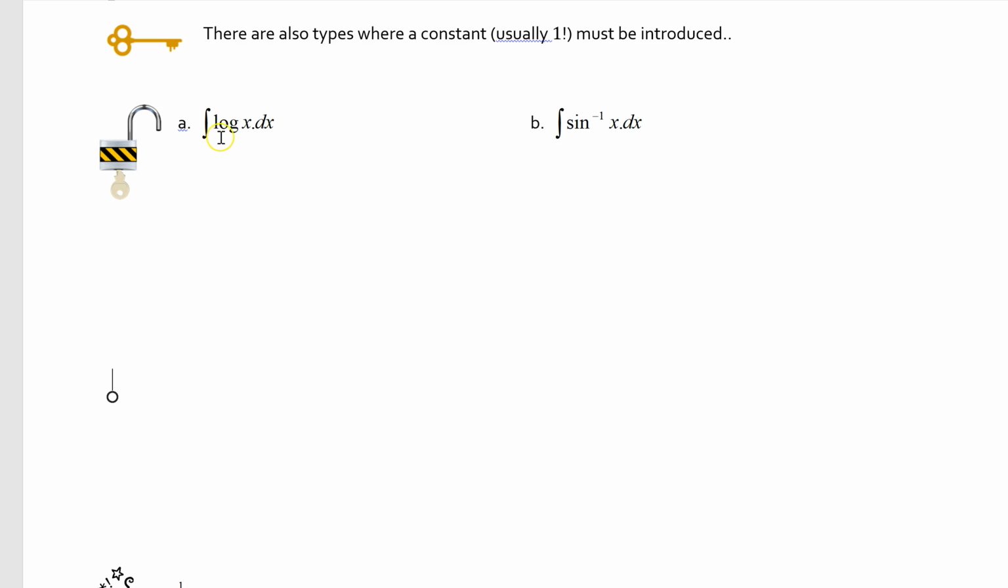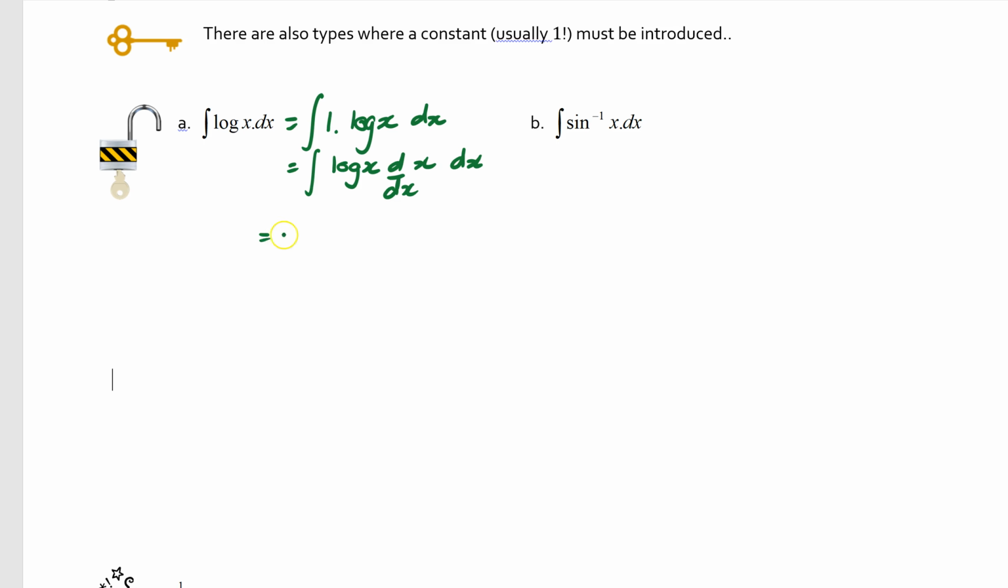Now there are some problems where, not many, where we sort of have a fix. So we know that there's no way that we can integrate log, for example. So we do a bit of a fix so that we can use integration by parts by introducing a constant, which in this case is 1. So we're going to rewrite our integral as the product of 1 and log x so that we can use integration by parts. And we know that 1 is easy to integrate, so we can write this as log x times d/dx of x dx.